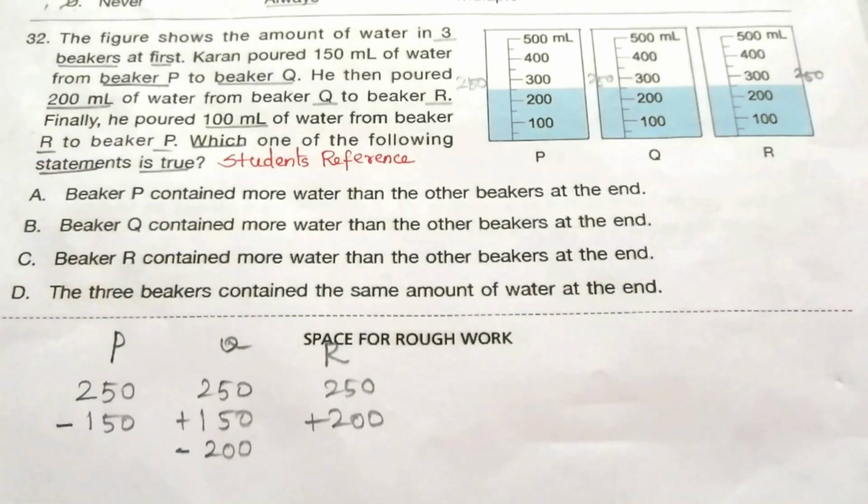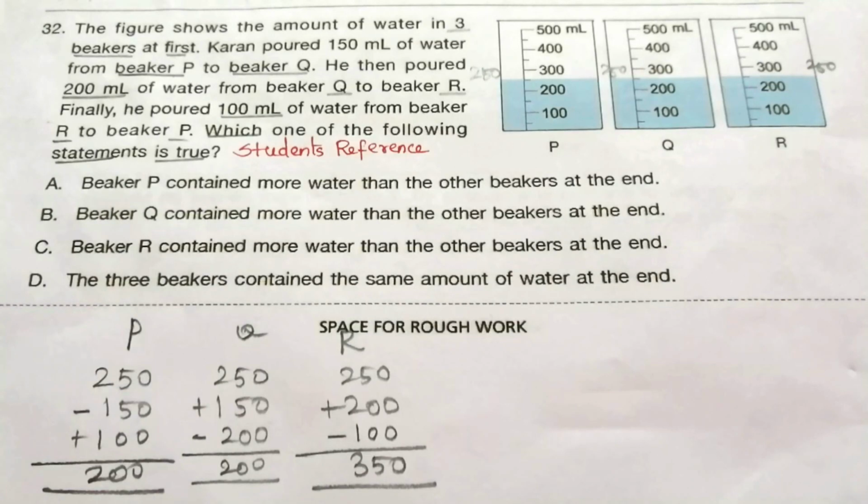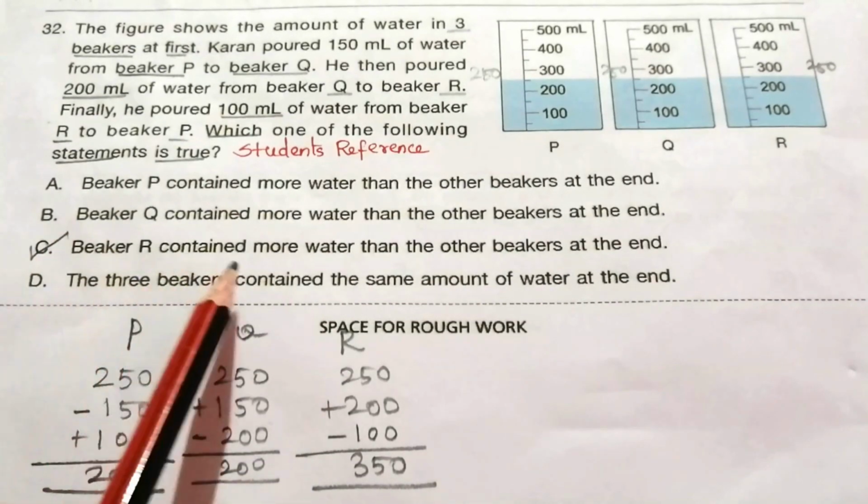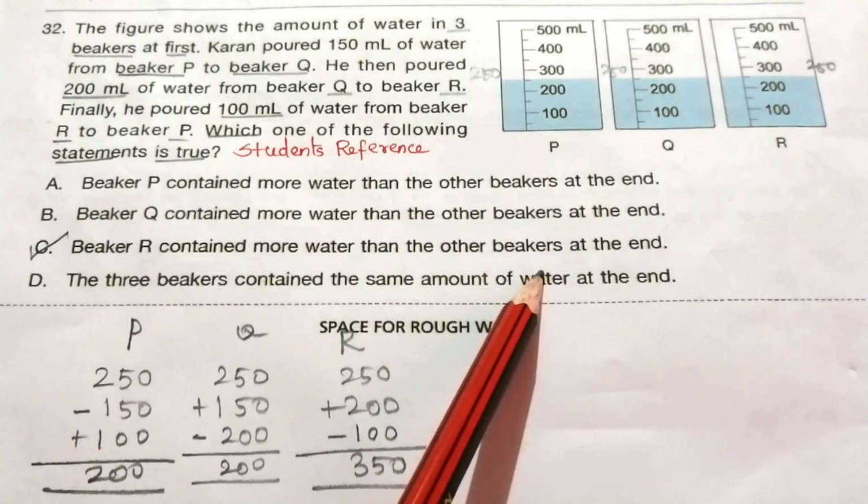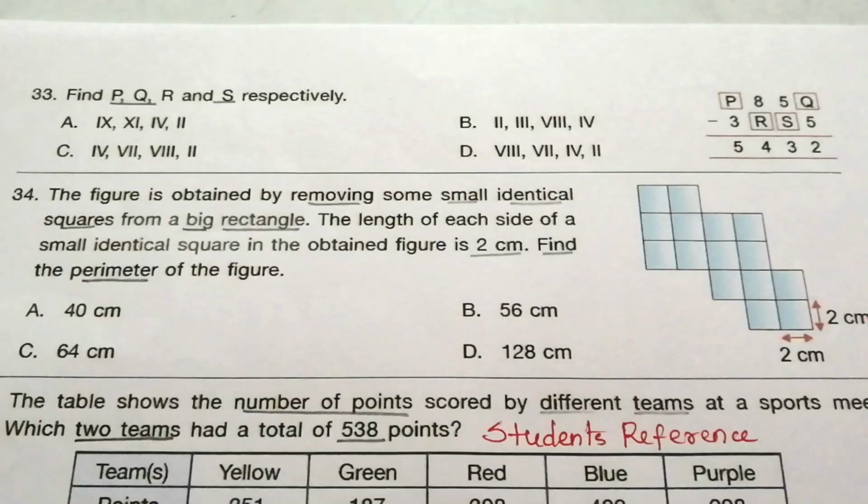Finally, he poured 100 ml of water from beaker R to P. So you subtract 100 from R, you add 100 to P. Now you find the values. So after doing the addition and subtraction operations, we get 200, 200, 350. You read the given options and try to find out the answer. So the answer is C. Beaker R contains more water than the other beakers at the end.